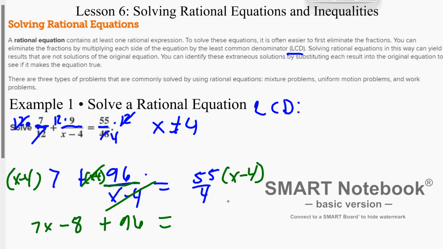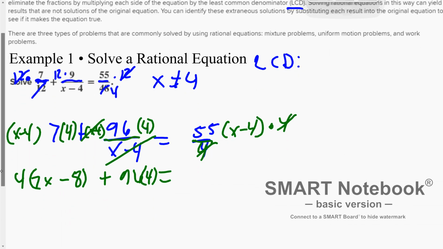But here, this doesn't cancel, right? So since this doesn't cancel, I would have to divide by 4 here. To get rid of that, I have to multiply by 4. So I multiply that by 4, that cancels. But then I have to take this 96 and multiply that by 4, and I have to take this and multiply by 4. So I got to multiply by 4 here, which is okay. So I just have 55 times x minus 4, which is 55x minus 220. Okay, so now my fractions are gone.